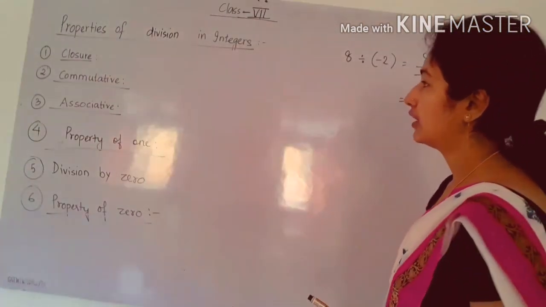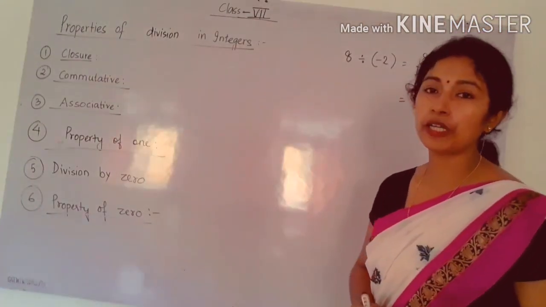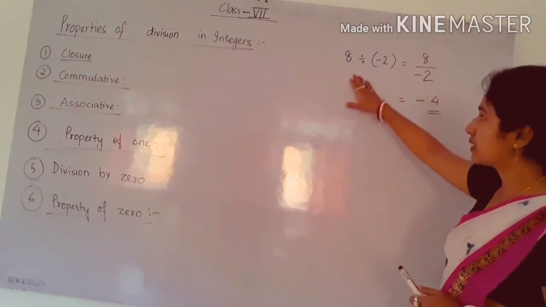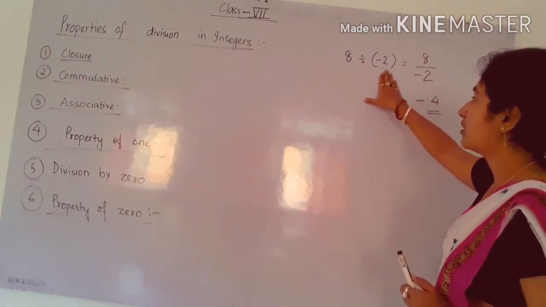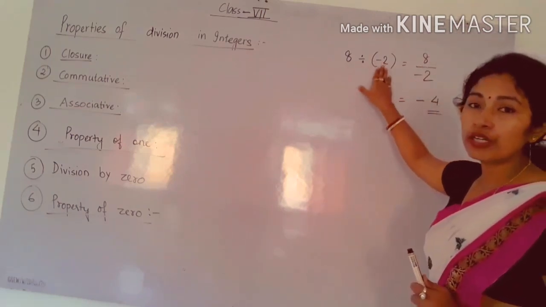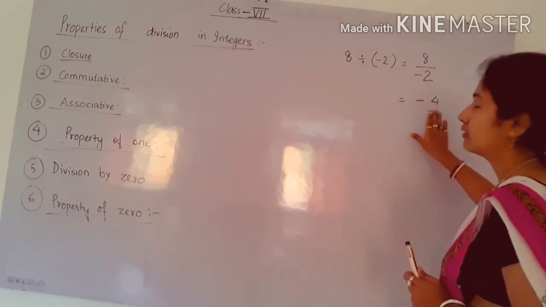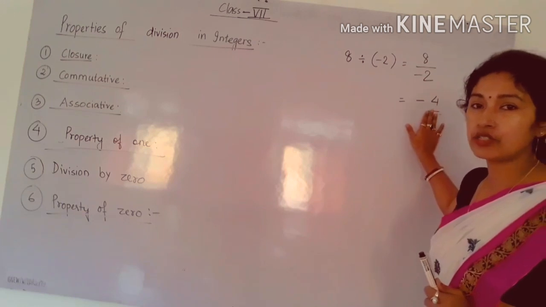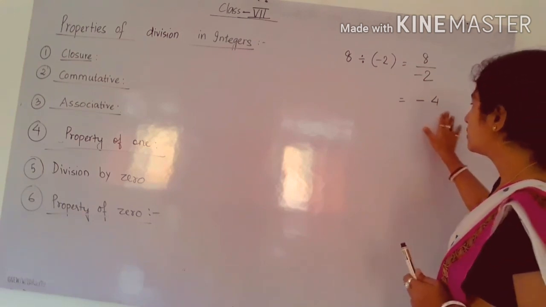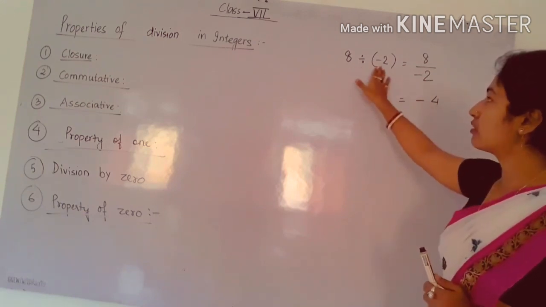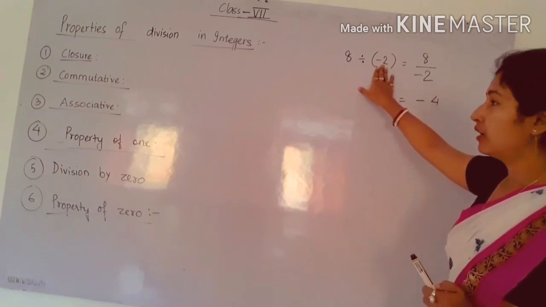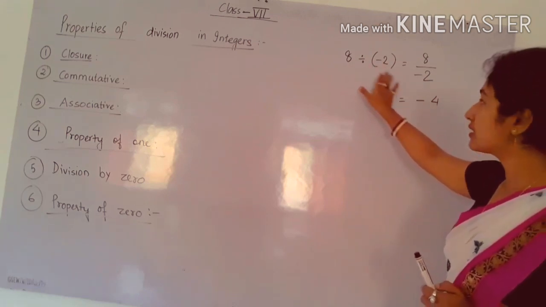Properties of division in integers. The first property is the closure property. Here I have taken an example, 8 divided by minus 2. So I have taken two integers, I am dividing one integer by the other. I am getting the answer minus 4, that is an integer. So closure property is satisfied in this example.